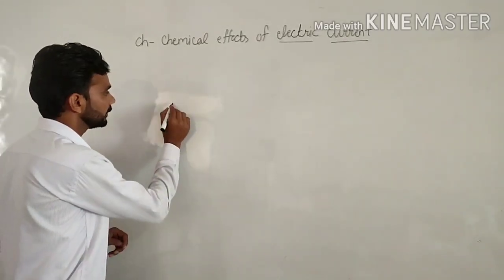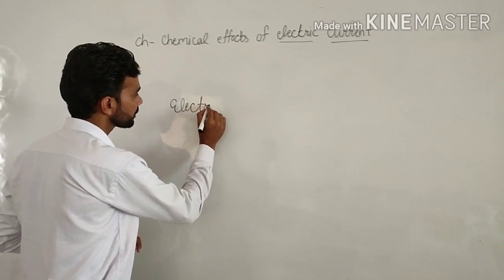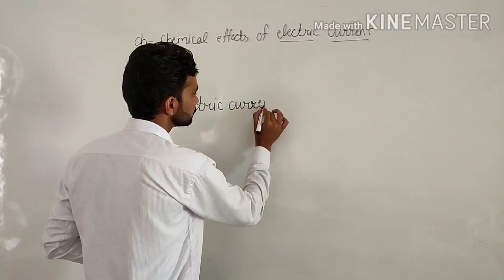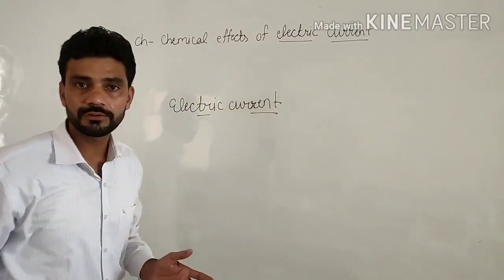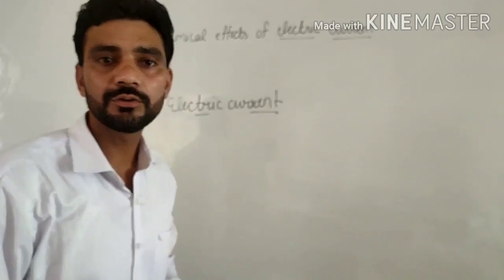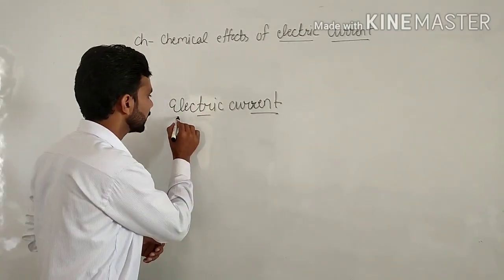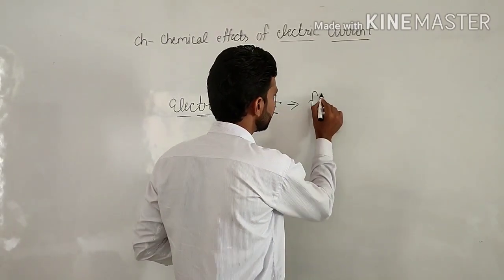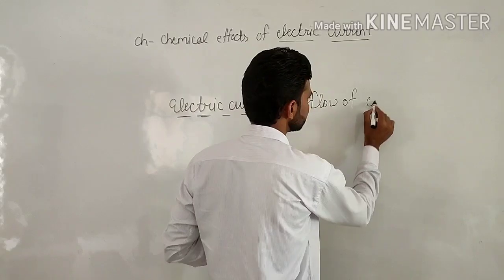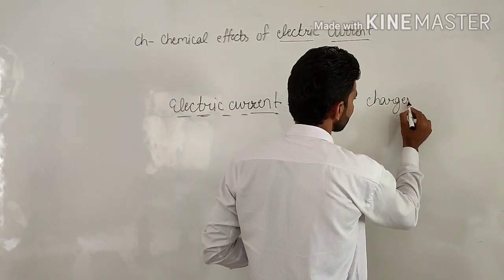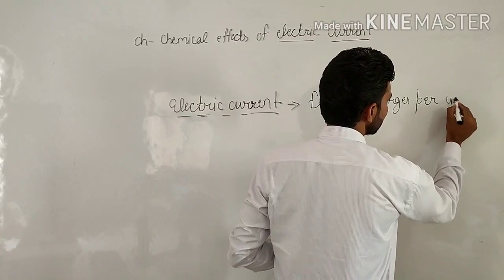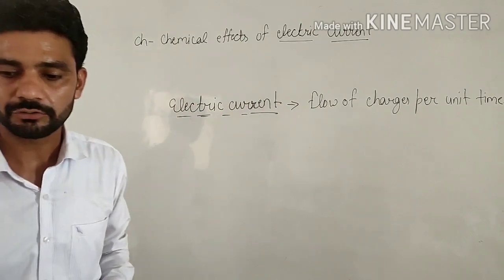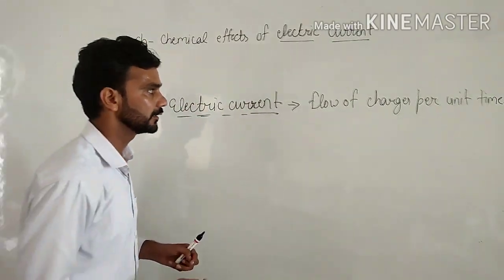So electric current, we know what is current. We are using electricity in our homes. So electric current is the flow of charges per unit time. This is defined as flow of charges per unit time. The flow of charge per unit time is known as electric current.